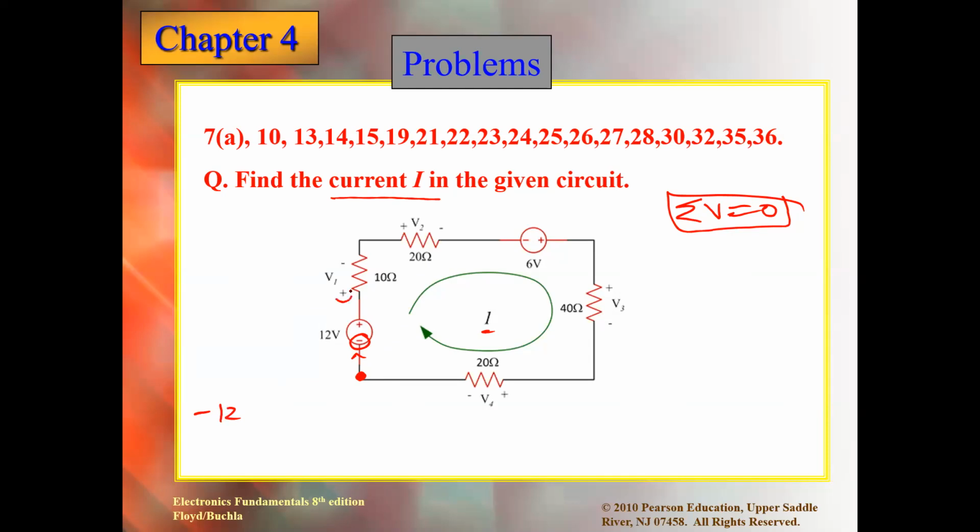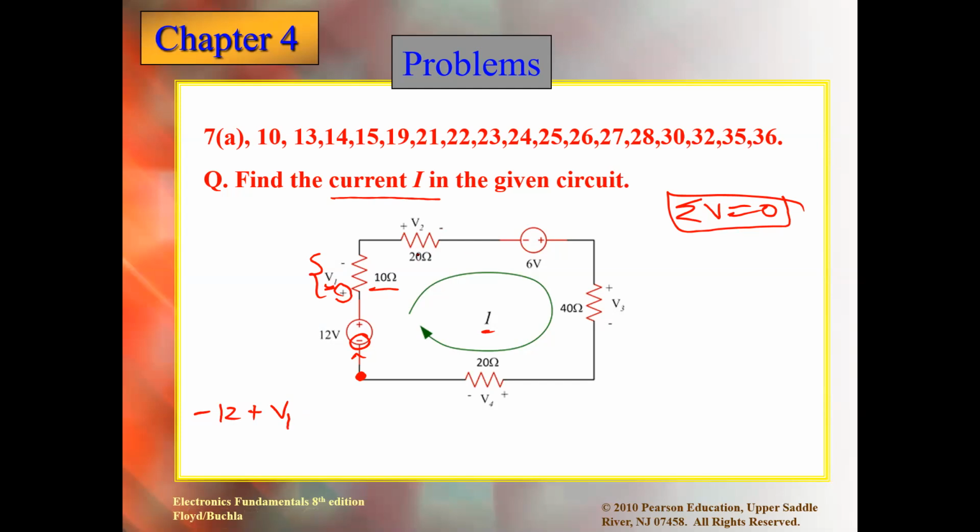Then what is the first sign? Plus. Okay. And how much is the drop here? Can you tell me? 10 ohm. No, 10 ohm is not the drop. 10 ohm is the resistance. I want to know the drop. It is basically V1. We'll see what V1 is later on.